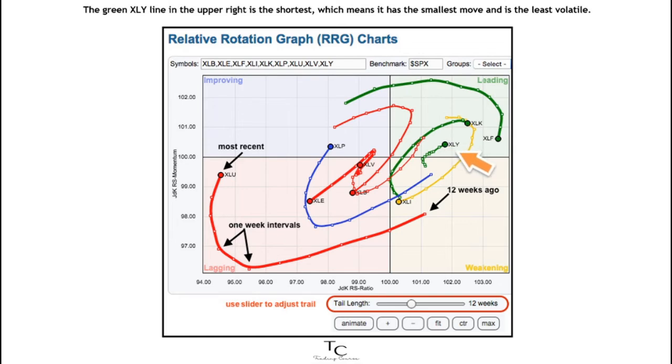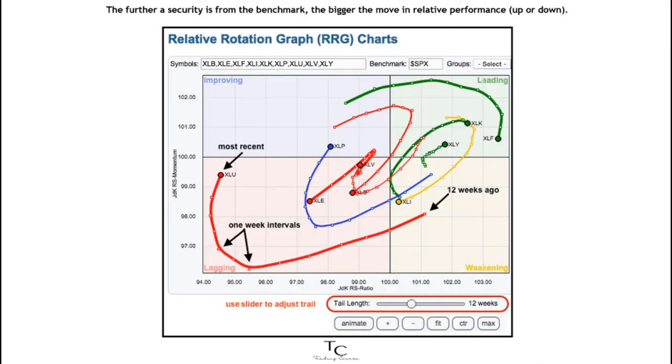the least volatile. The thickness of the lines depends on the distance from the benchmark, which is the crosshair on the RRG. The crosshair is also known as the origin, where the x-axis, RS ratio, crosses the y-axis, RS momentum. Thicker lines will be further from the benchmark, and thinner lines will be closer to the benchmark.